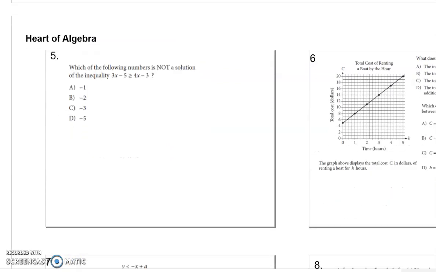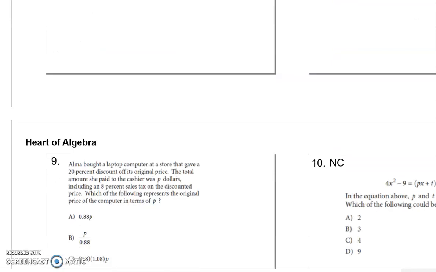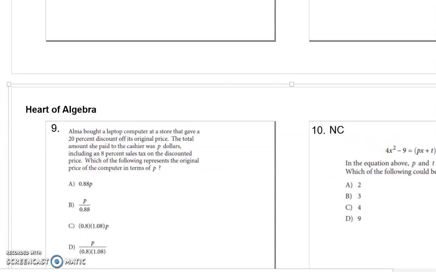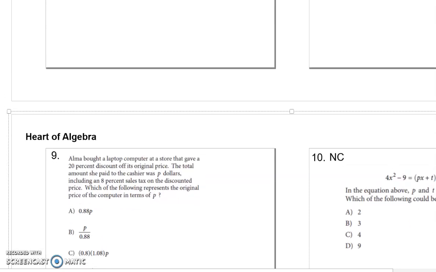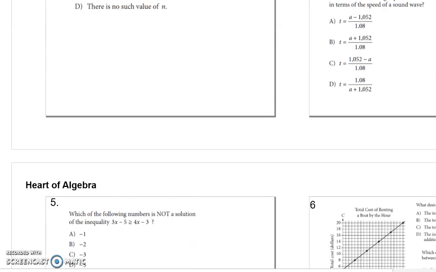Anywhere that's on here that says NC, that's a non-calc. So make sure that if it says NC, for example, number 10, that you're not to use a calculator, okay? And so maybe put on a little timer, make sure you're not spending more than a minute and a quarter. So 60 plus 20, 80 seconds per question, okay?